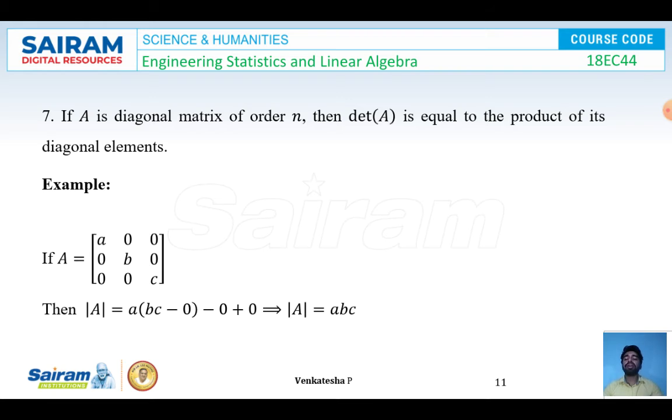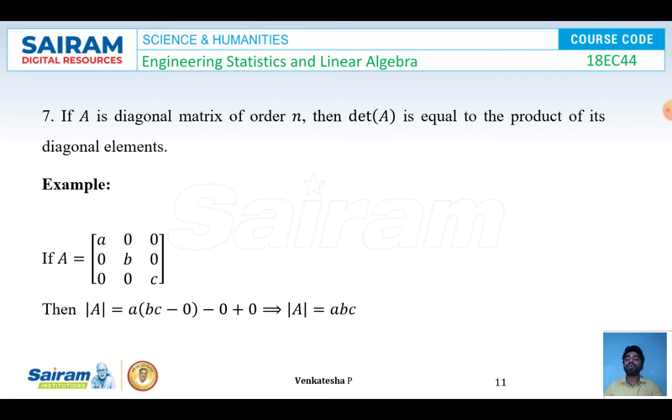Property number 7: if A is a diagonal matrix of order n, then the determinant of the matrix A is equal to the product of its diagonal elements. So I am taking an example of a diagonal matrix: matrix A is equal to [a 0 0; 0 b 0; 0 0 c], which is a diagonal matrix.